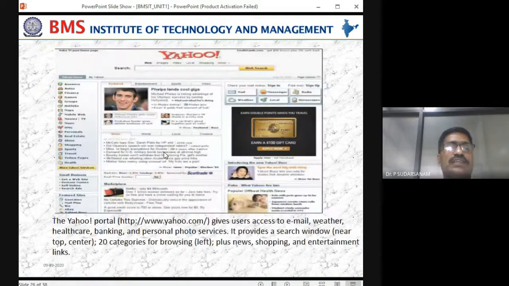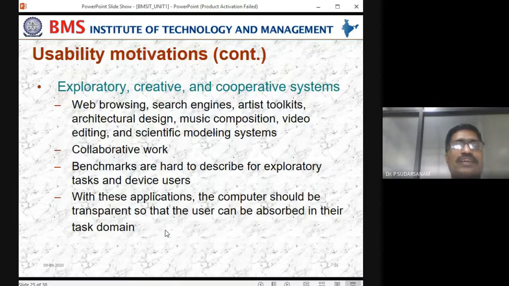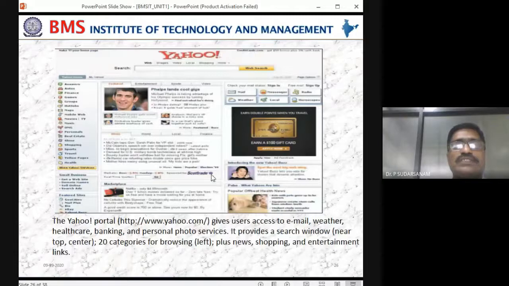Next one is examples. Here I have given examples for usability motivation. For example, if you take Yahoo, so many things are there. You can utilize whichever one you want. That is exploratory, creative, and cooperative systems. Cooperative systems is nothing but once you type Yahoo, you sometimes get news, mail, all these informations. That is the example.